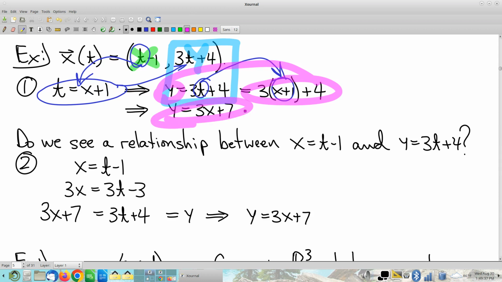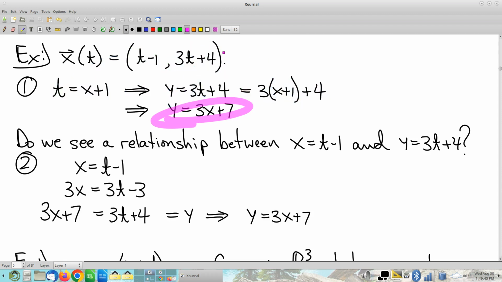And this, of course, is a familiar relationship between x and y. This is the equation of a line. And therefore, now let me clean up my mess. Therefore, this parametric curve is a line. How we doing? Everybody happy?